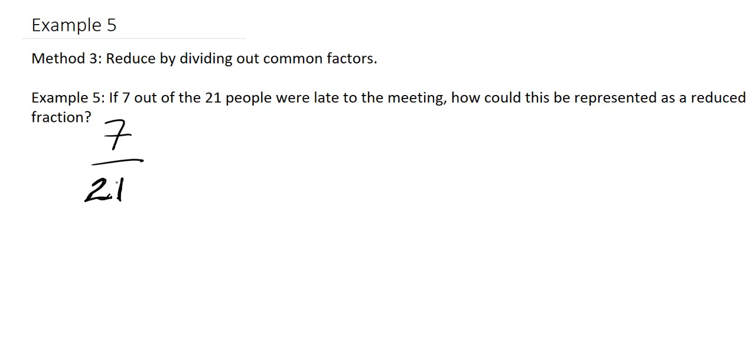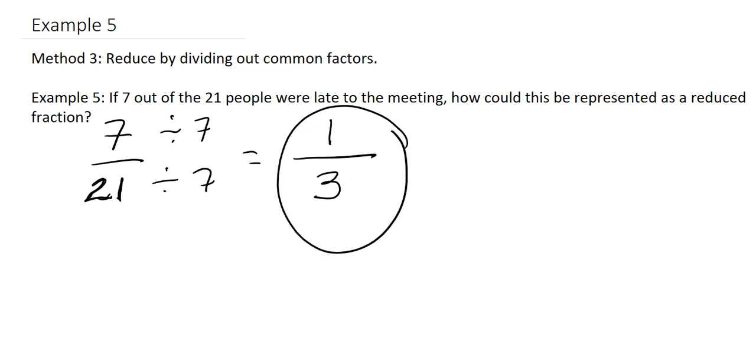Now, we can see that 7 and 21. Well, we know 21 has a factor of 7 because 3 times 7 is equal to 21. So we can just go ahead and divide out 7 on both the top and the bottom. And we're left with 7 divided by 7 is equal to 1. 21 divided by 7 is 3.